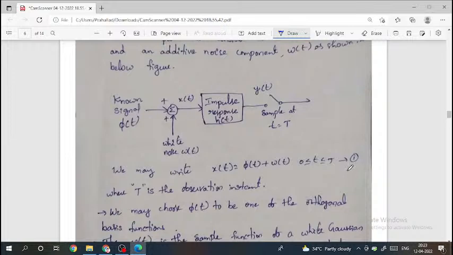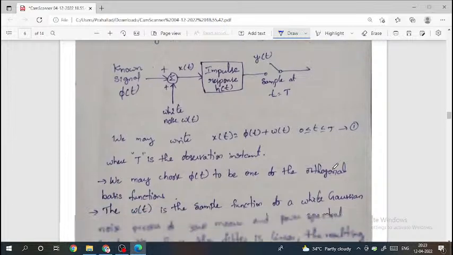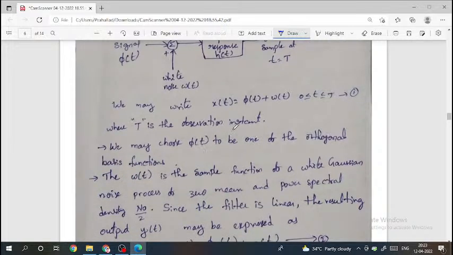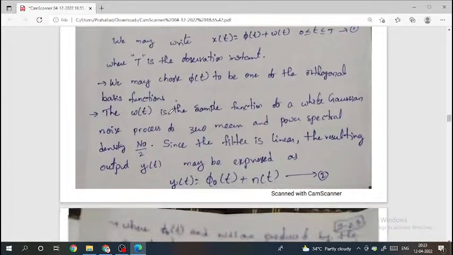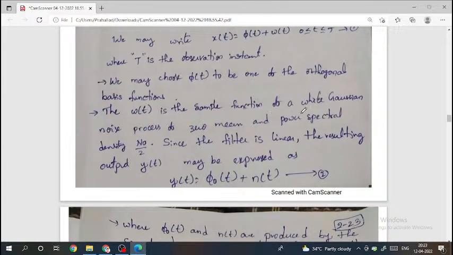Take this one as expression number 1, where t is the observation instant. Now we may choose pi of t to be one of the orthogonal basis functions. Generally we assume the pi functions as basis functions, which you know very well. The w of t is the sample function of a white Gaussian noise process of zero mean and power spectral density N0 by 2. This is also something you know very well; we have discussed it many times.